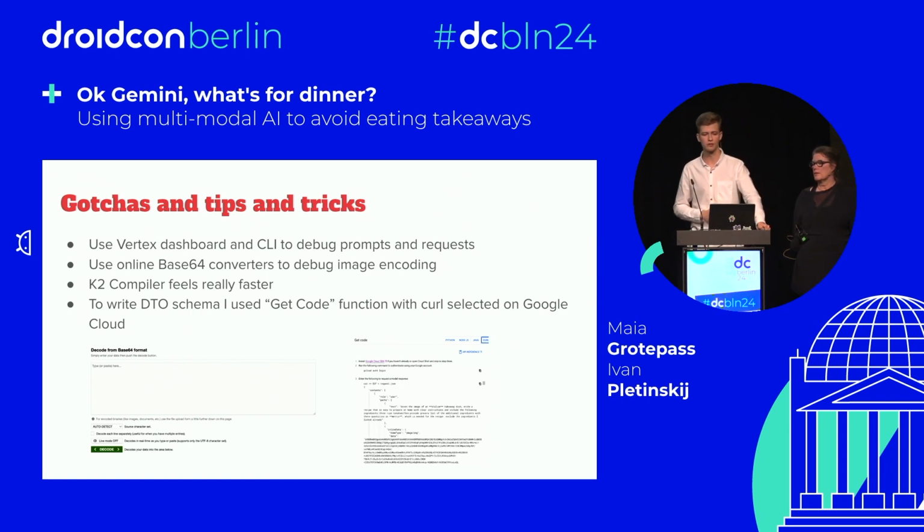Then my personal advice is to use online tools like base64 converters to debug your image encoding. You can take a placeholder image, test it first on the Vertex dashboard, then use it in the command line interface, and only then test it in your mobile application.